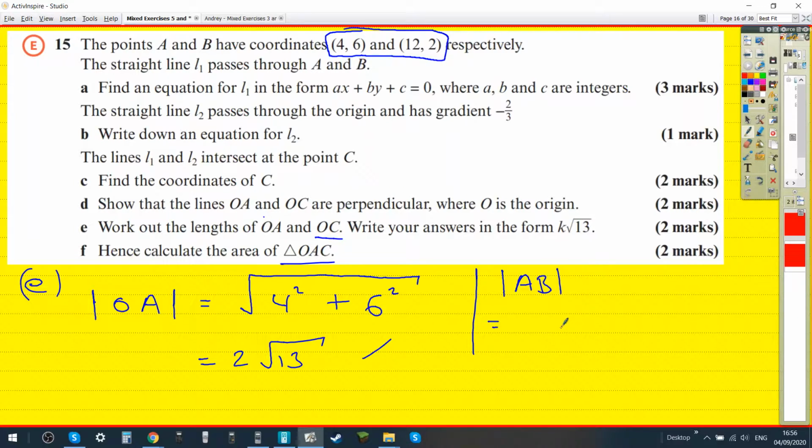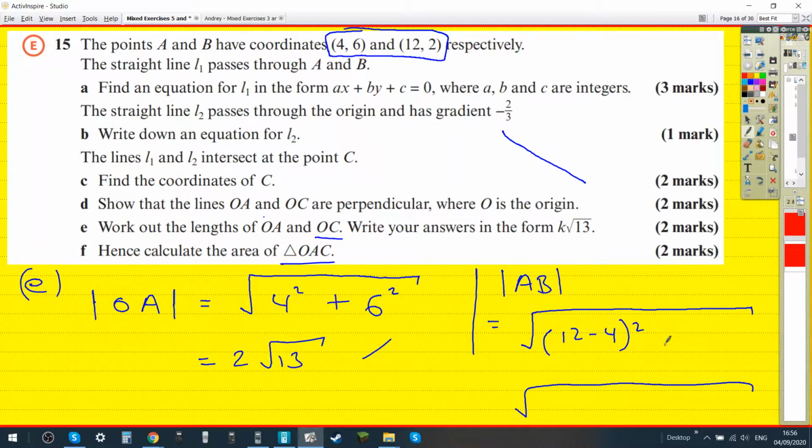Is that just 4 plus 12 and 6 plus 2? It is minus, because if you were to draw that as a line between A and B, you could do it as a right angled triangle. From 4 to 12, what's that distance? Oh, that is 8. So it's like 12 minus 4 squared. And what would be the height? 4 squared. Yep. So it's like 8 squared plus 4 squared, and then square root it.